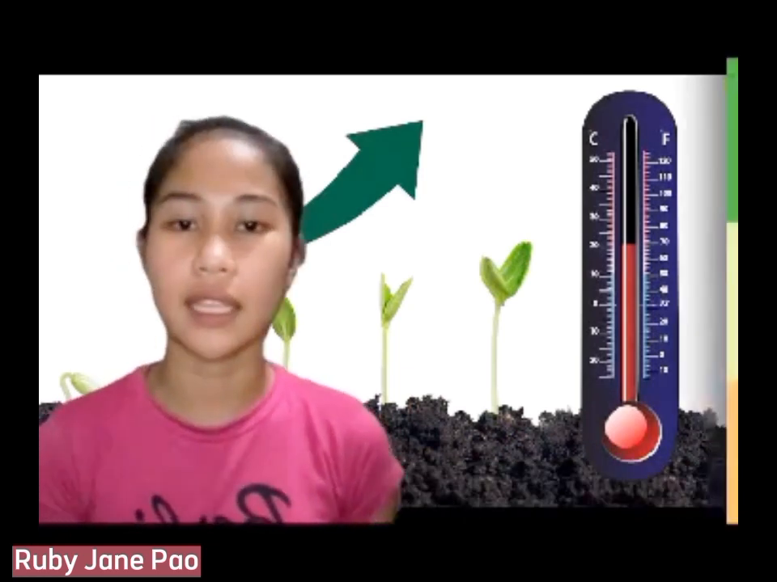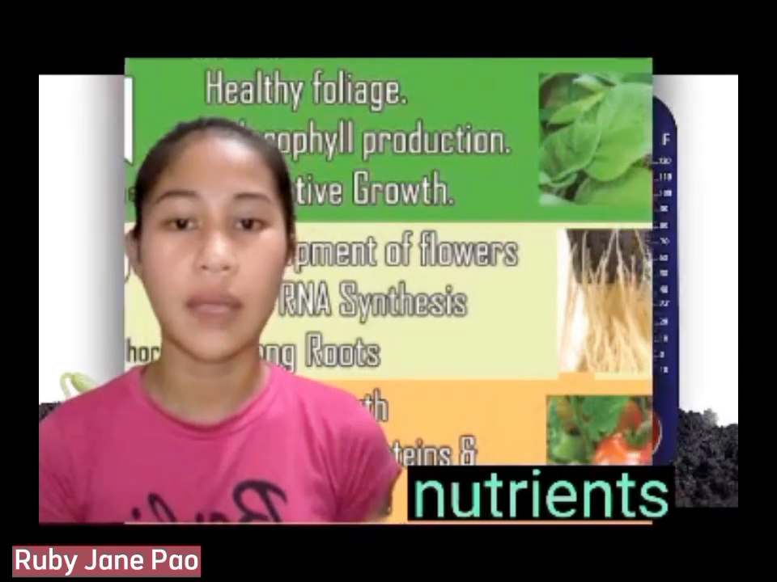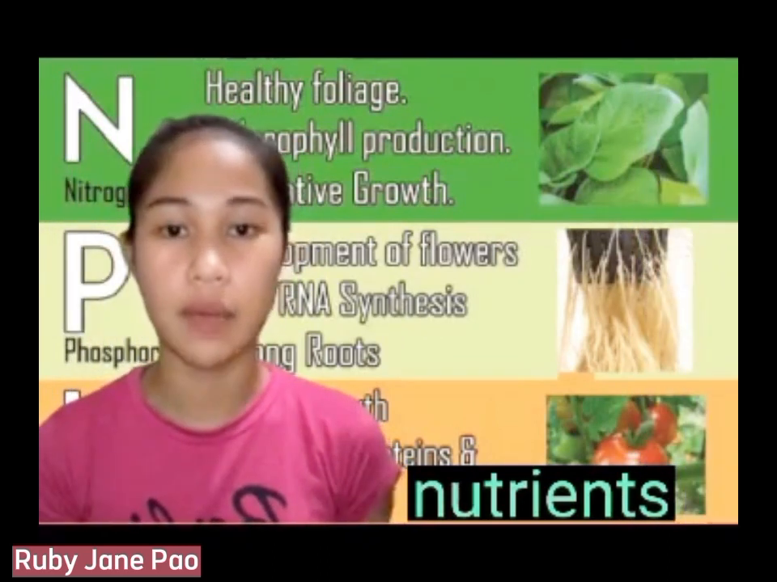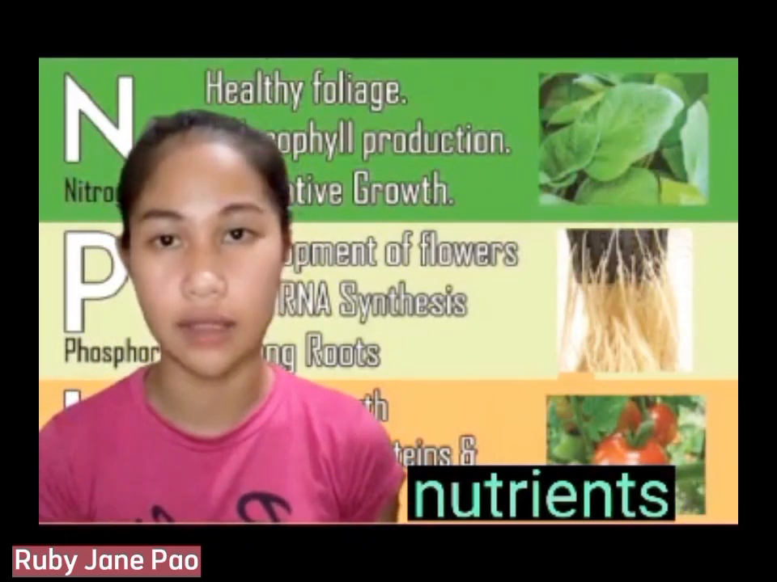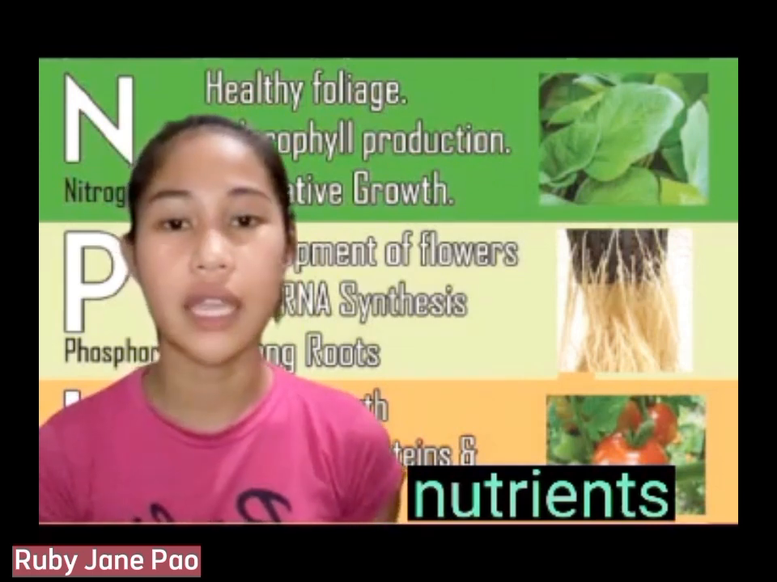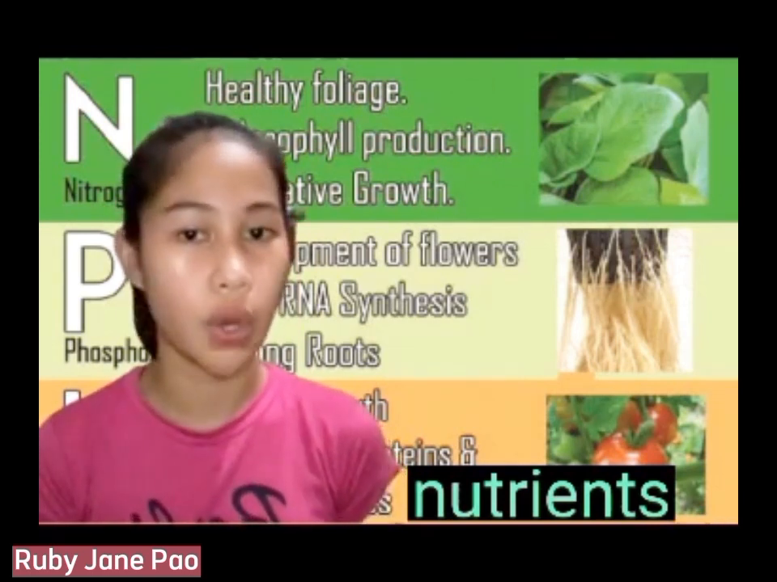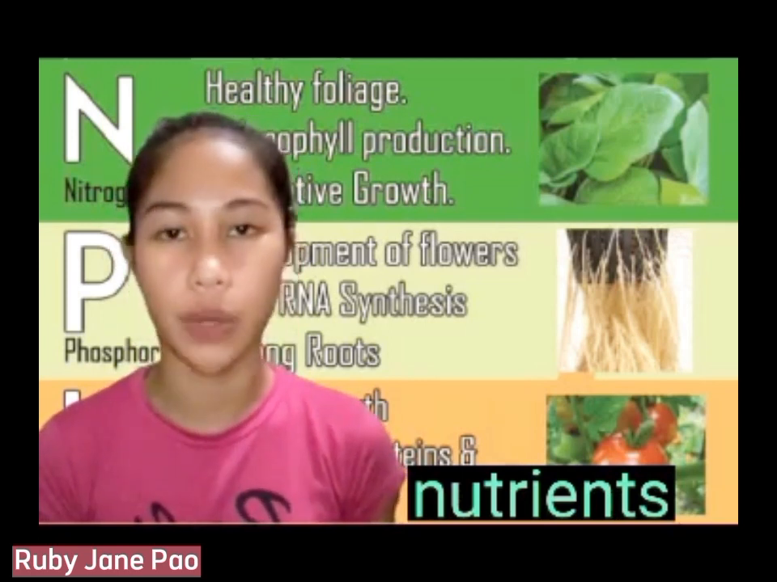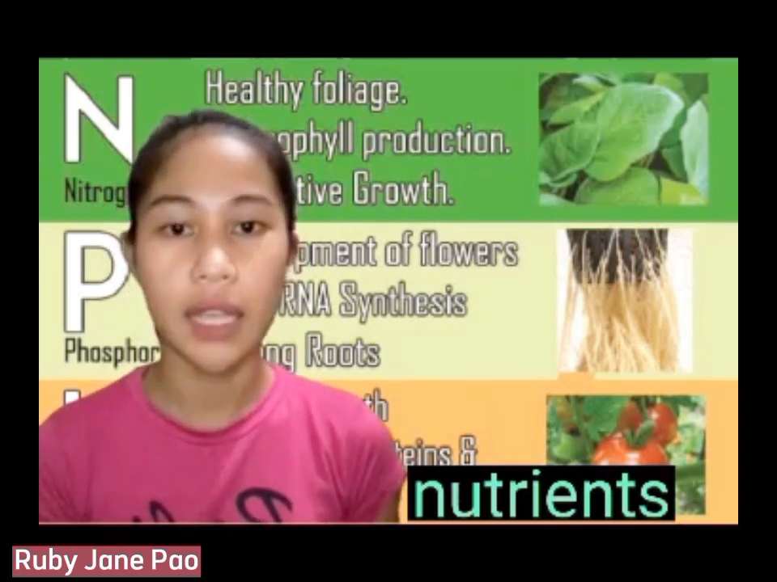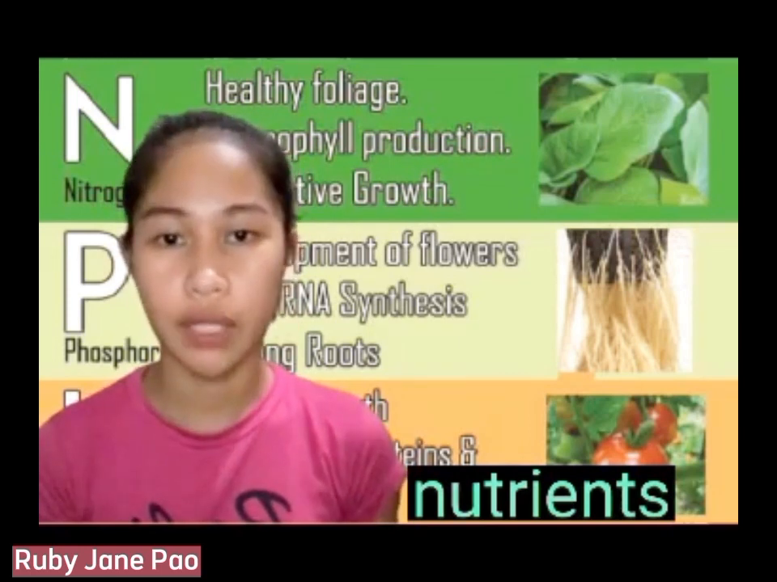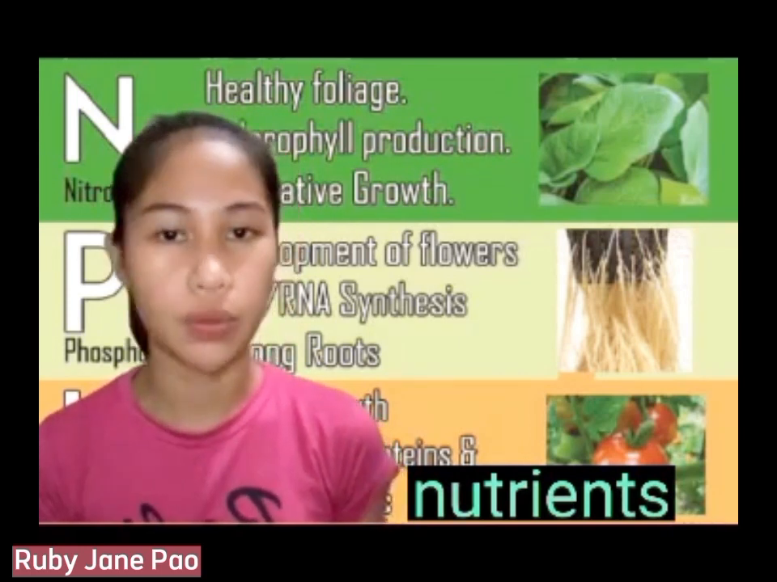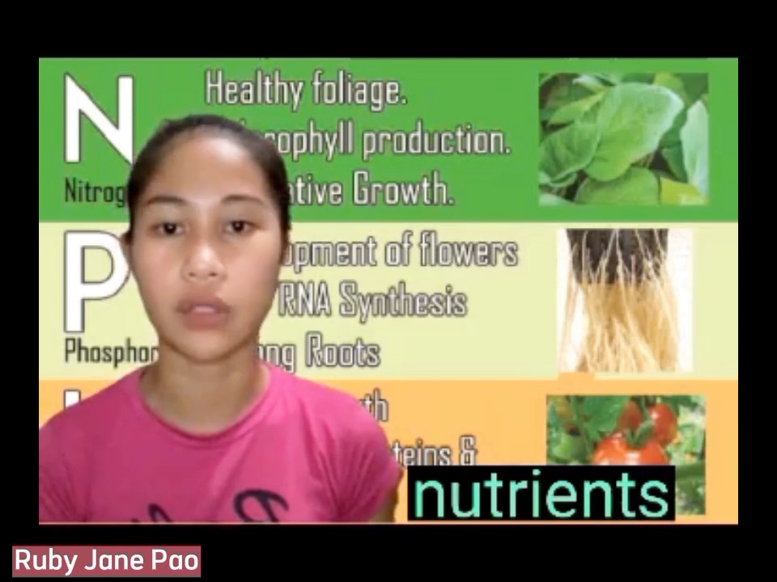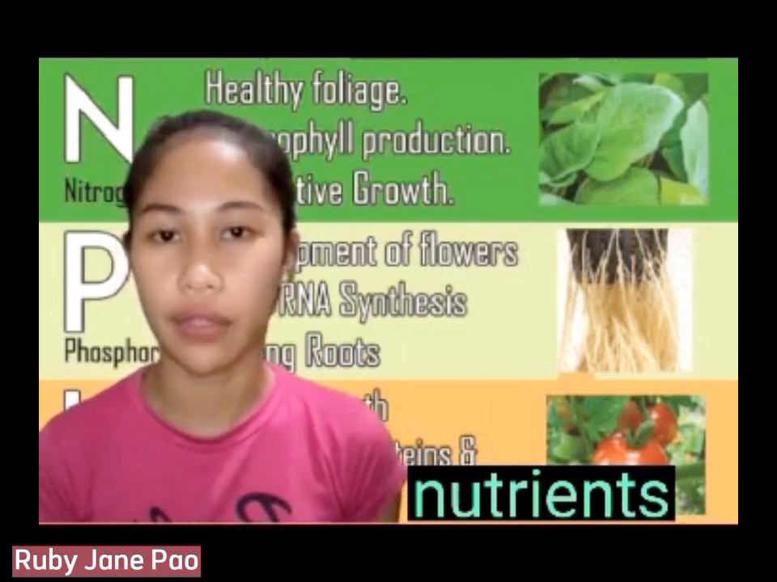And lastly, the nutrients. Plants need nutrients for the same reasons that animals need them. They need them to germinate, grow, fight off diseases and pests, and to reproduce. Like animals, nutrients are needed in larger, smaller, or trace amounts for the plant to stay healthy.